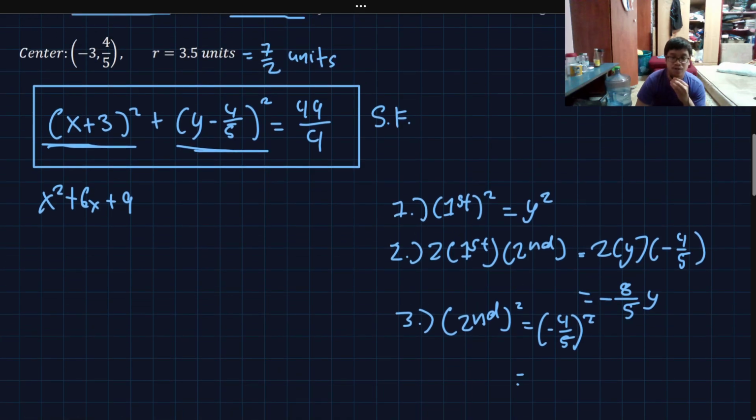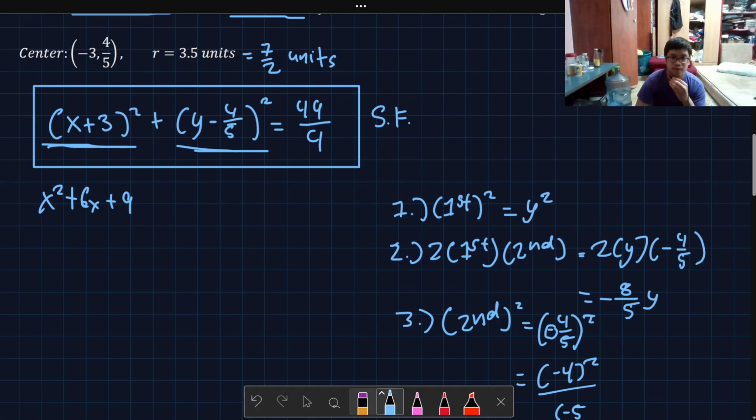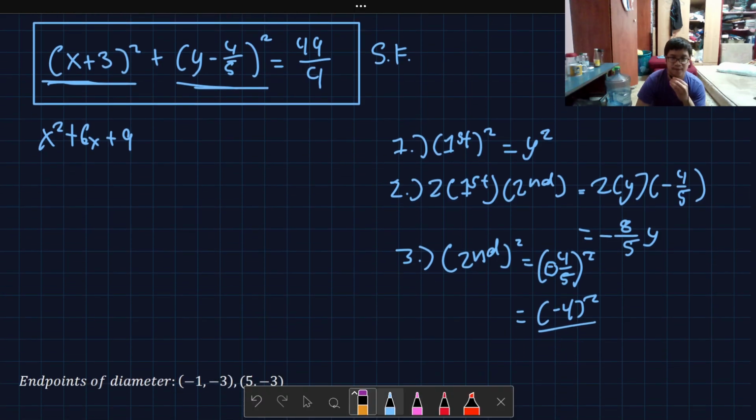Okay, so I apply the exponent to each side of the fraction. So here you will get what? We can put the negative sign to 4 or to 5, but I'm going to put it to 4. So negative 4 squared all over... not negative actually. No, no, no. All right, 5 squared.